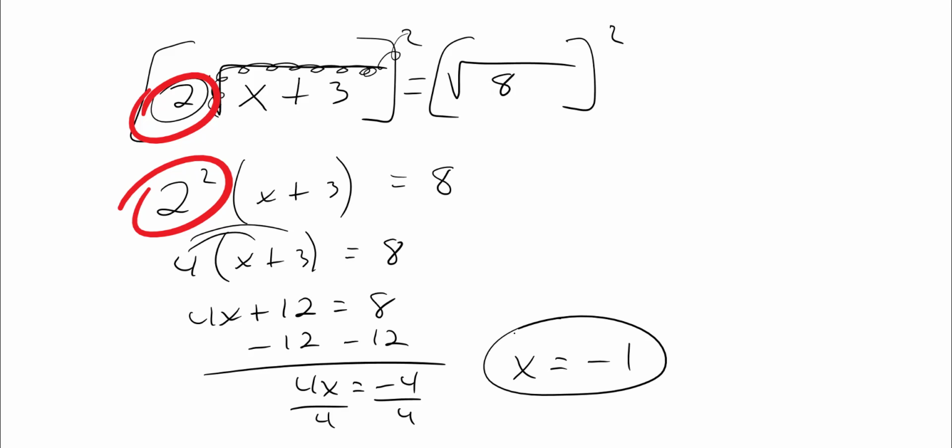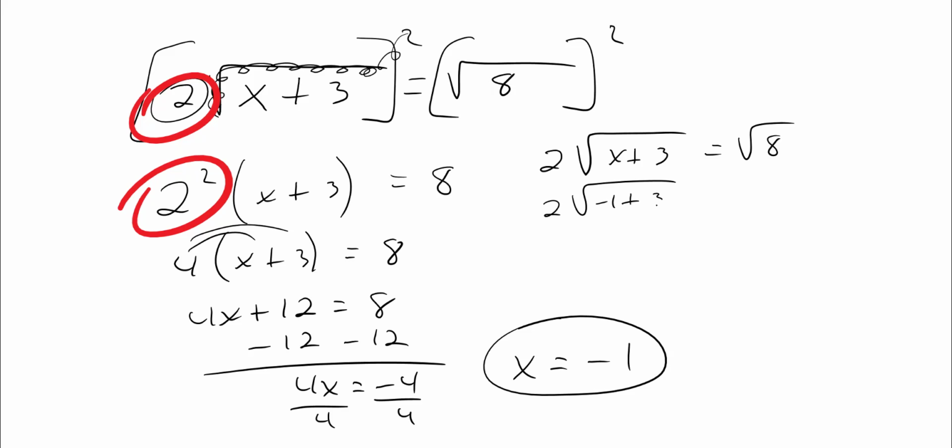Now, some of you guys are like, well, Mr. Carpus, before, when it was negative, it didn't work out. I can't remember what the other problem was. Let's go, if I check it, let me look at the original problem. If I put a negative 1 in there, do you guys agree it's going to be 2 times the square root of negative 1 plus 3 equals square root of 8? So negative 1 plus 3 is 2. So it's 2 root 2.